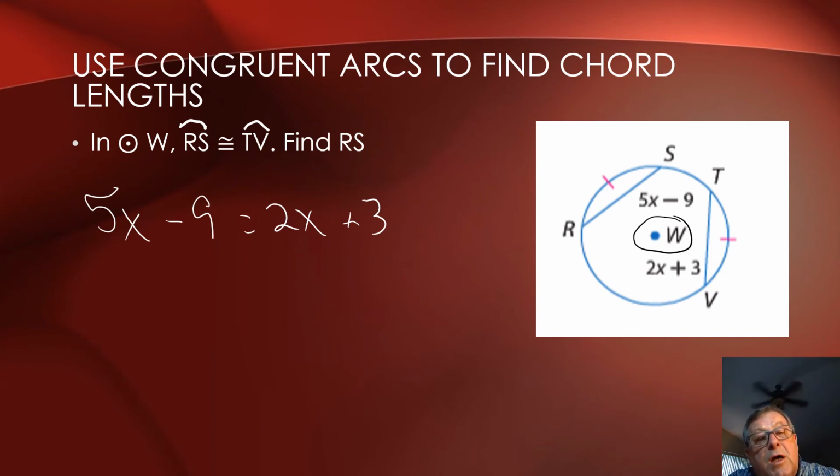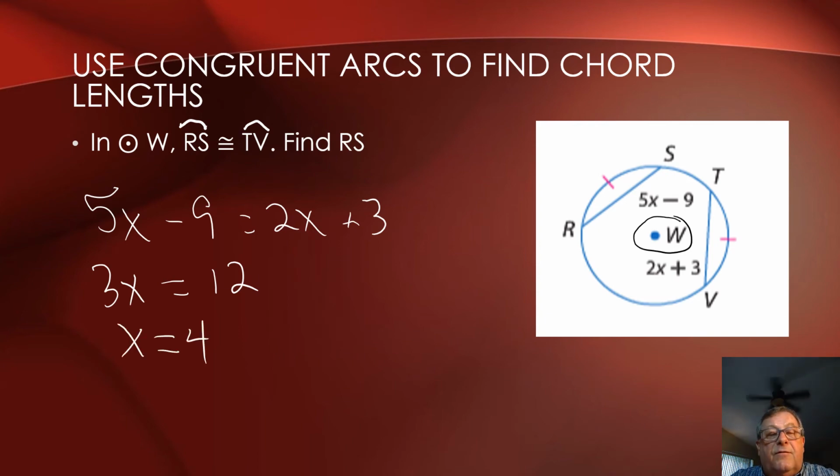5X minus 2X is going to result in 3X, and 3 plus 9 is going to equal 12. Let's divide both sides by 3, and when we do, X is going to equal 4. Well, that gives us the value of X, but what is RS?